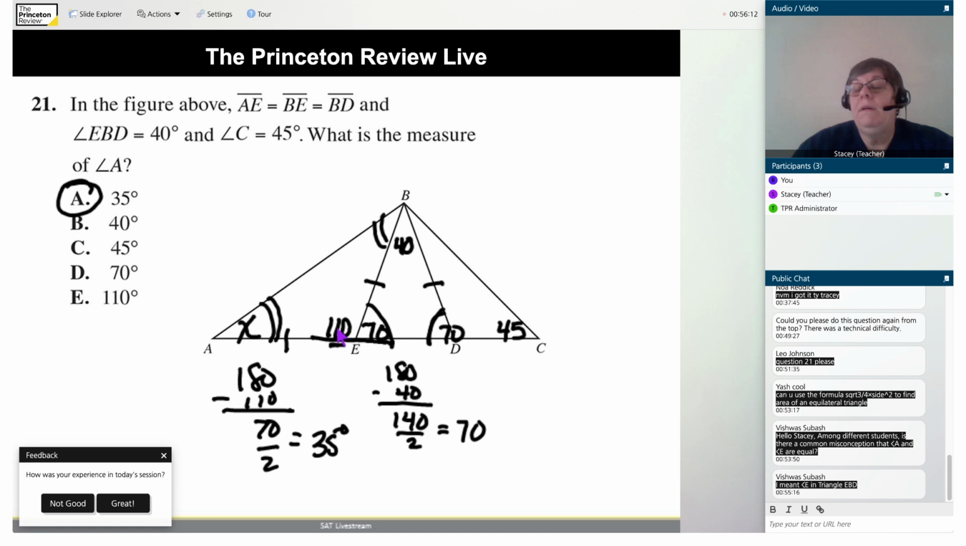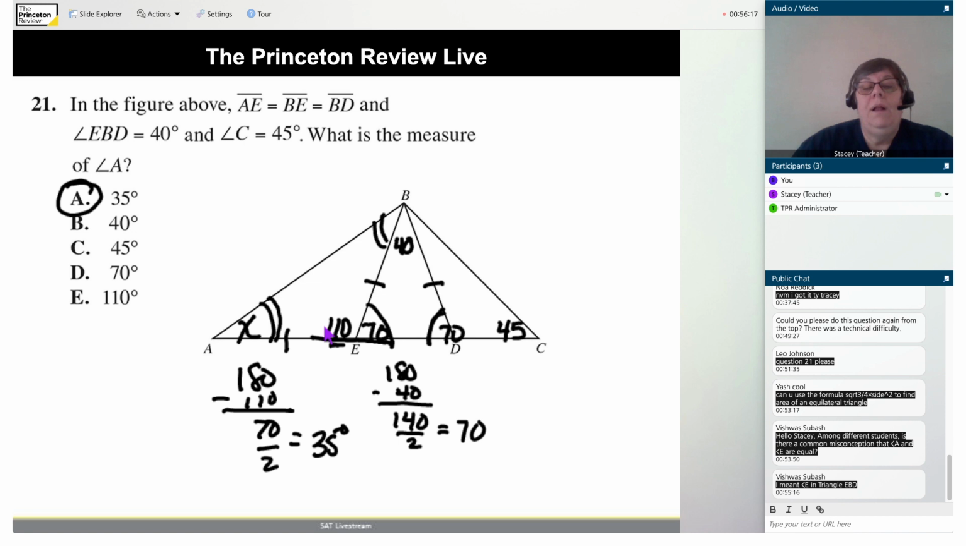110 and 70, 180 supplemental. Once I get this 110, again, I got an isosceles triangle. I got 180 in the triangle. I got 110 taken care of. I got 70 degrees left that these two angles have to incorporate.